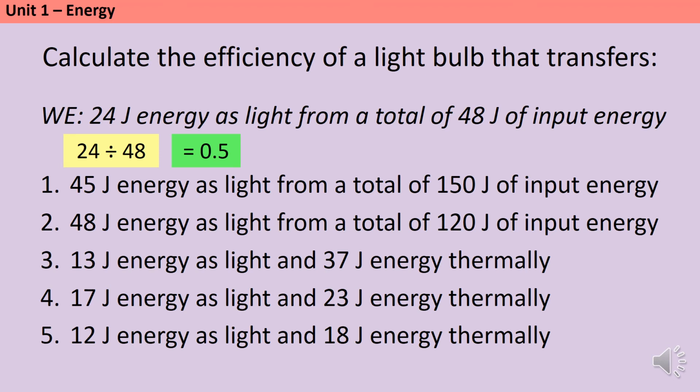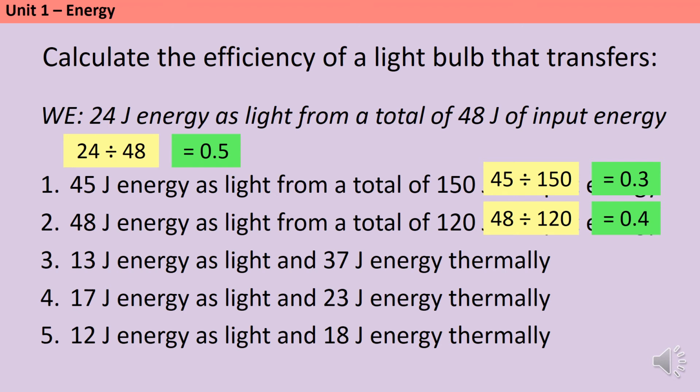So in each instance, we're doing the useful transfer divided by the total transfer. For the first 2, we follow the exact same process that I used in the worked example. 45 divided by 150 is 0.3, and 48 divided by 120 is 0.4. Now for the latter 3, we need to do an extra step because I haven't told you the total energy. So you're going to need to work it out.